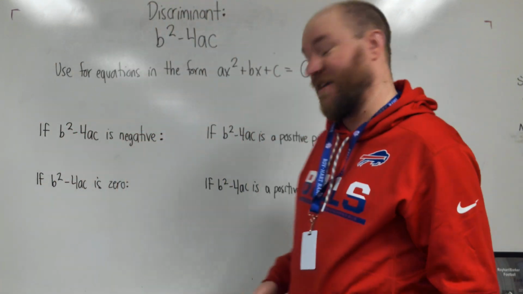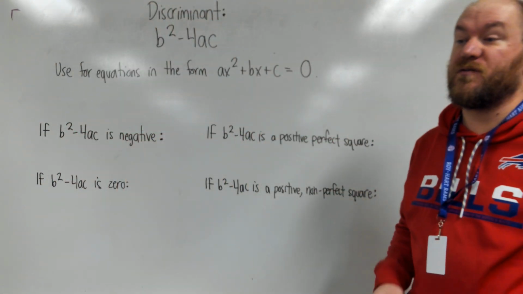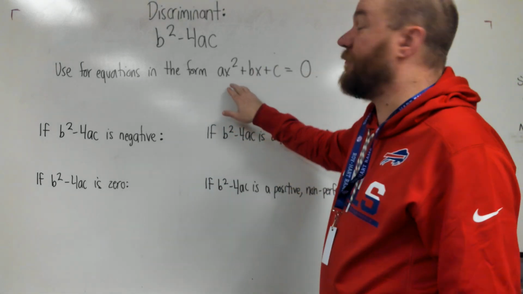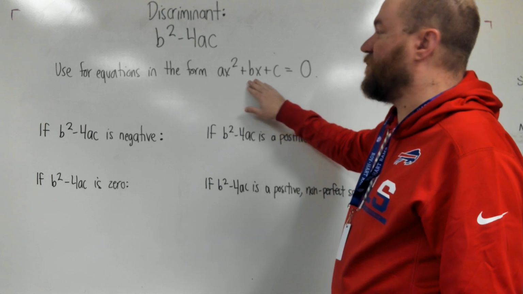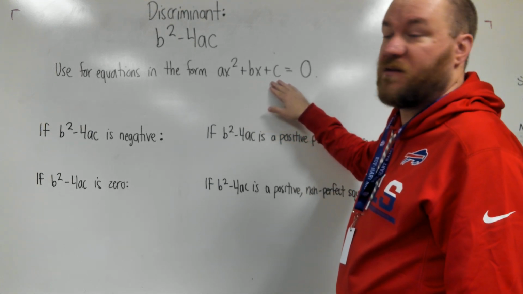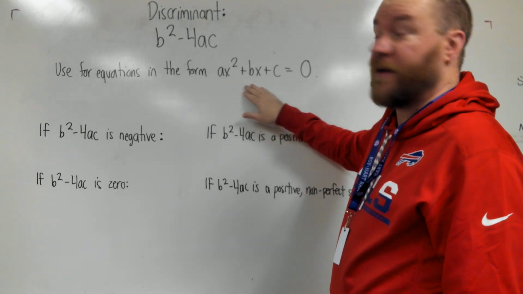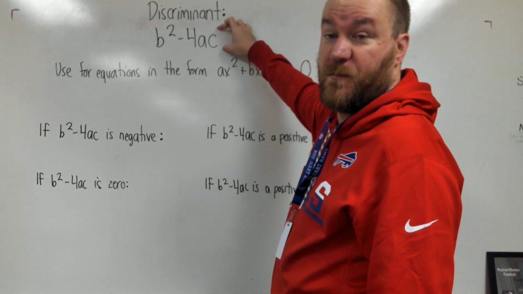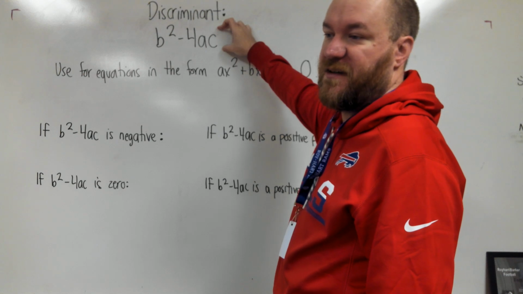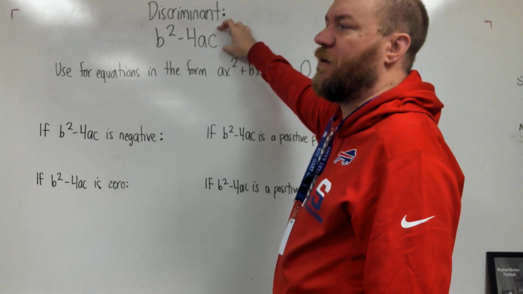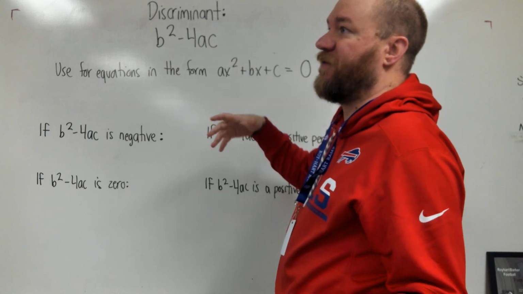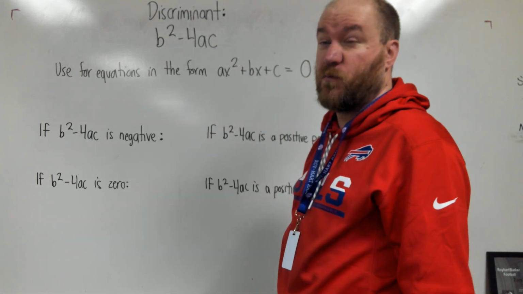Hello there. In today's video, we're going to talk about using the discriminant. If you have an equation in the form ax squared plus bx plus c equals 0, also known as a quadratic equation, you can use this little formula, b squared minus 4ac, to figure out what the answers are going to look like. Another name for answers in this situation is roots.